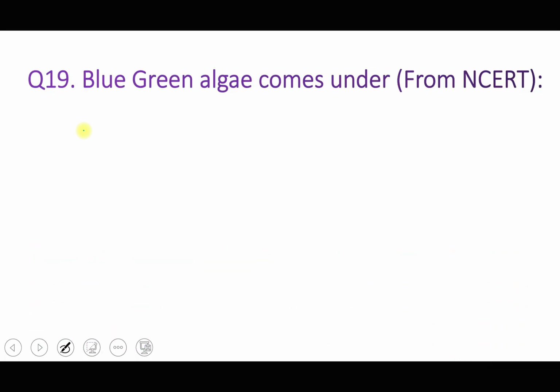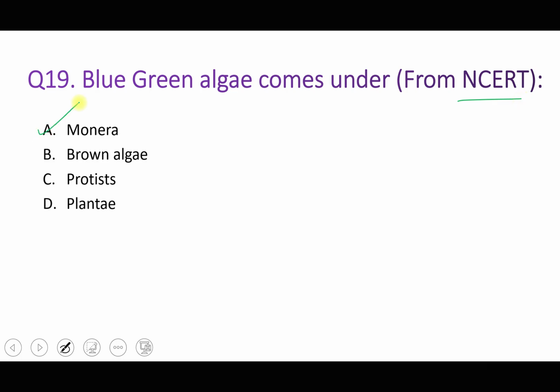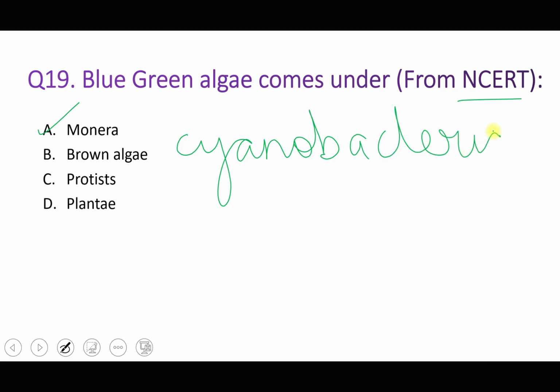Question 19. Blue-green algae come under. This question is taken from the NCERT textbook. A. Monera. B. Brown algae. C. Protista. D. Plantae. And the correct one is A, Monera. Cyanobacteria or the blue-green algae are bacteria which also fix nitrogen, and they are included in the kingdom Monera.